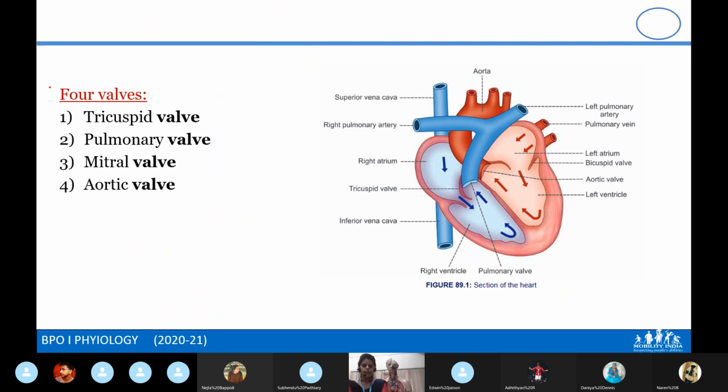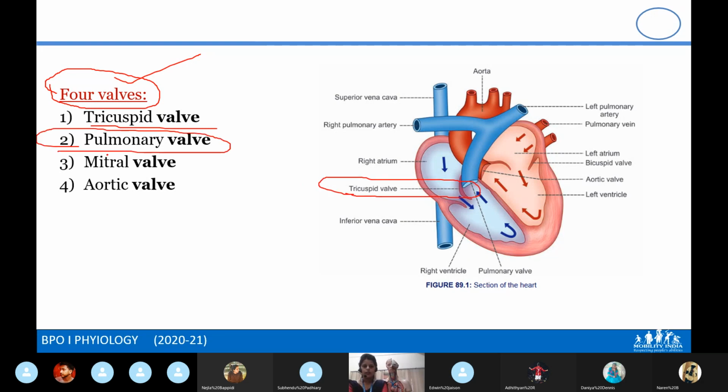There are 4 valves. The next point is there are 4 valves present in the heart. We have already discussed. Tricuspid valve present here. Pulmonary valve. Look into the diagram. So here the first one is tricuspid. Second one is here. Then there comes bicuspid, and finally aortic. It is a step-by-step procedure.